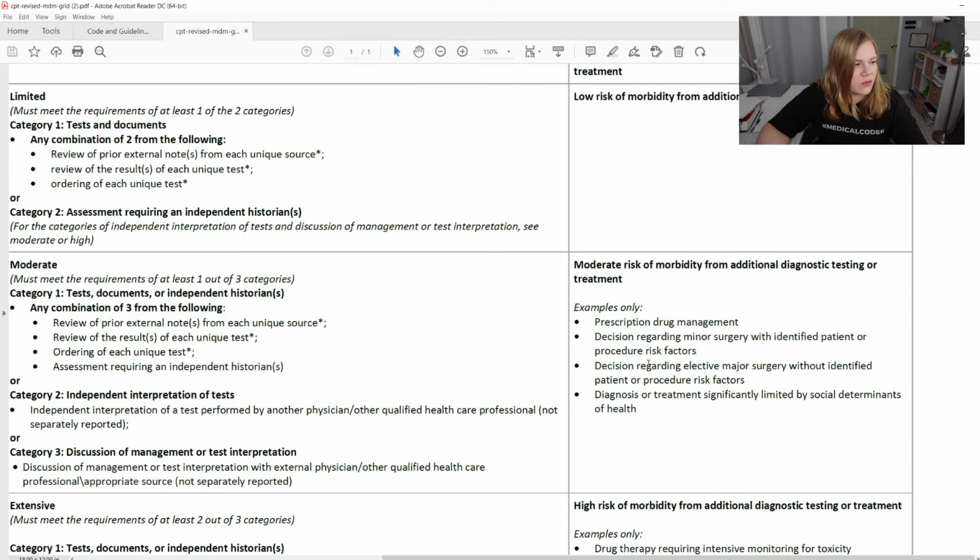The next one is decision regarding elective major surgery without identified patient or procedure risk factors. And the next example, the final one we have, is diagnosis or treatment significantly limited by social determinants of health. So social determinants of health are things like the patient's homeless, they're in foster care, they are illiterate, they have a stressful work environment, so maybe they're a trucker, they can't stop as frequently as they would need to take medication, or maybe they're working extended amount of hours. You'll actually see these listed in your Z codes for your ICD-10-CM codes. There's a lot of them there.